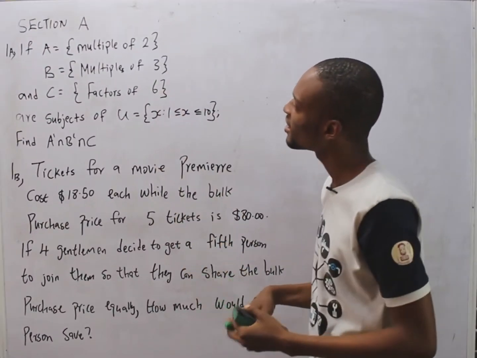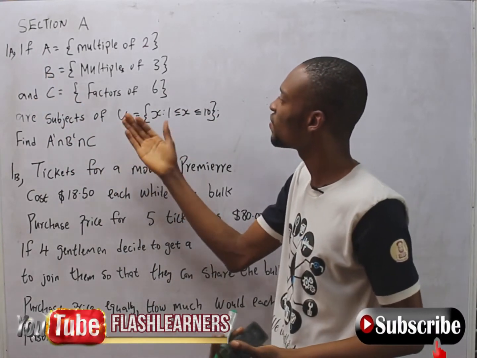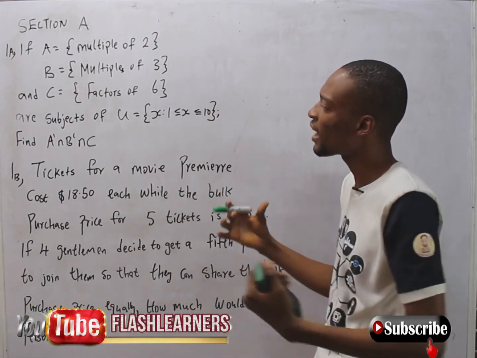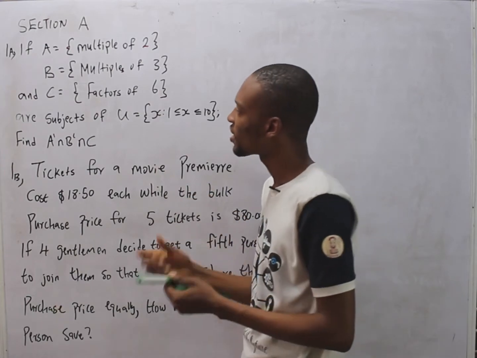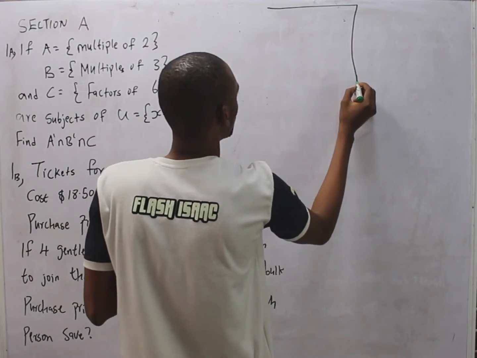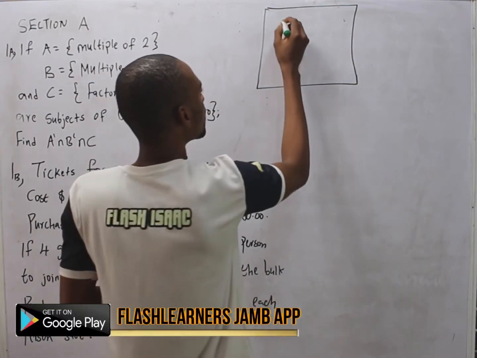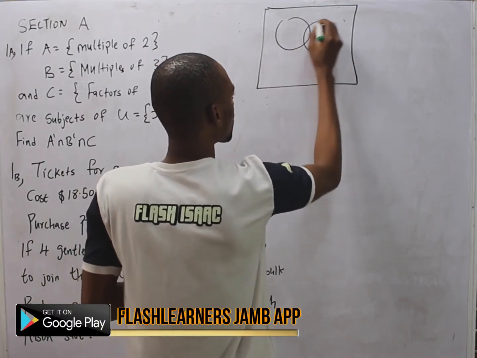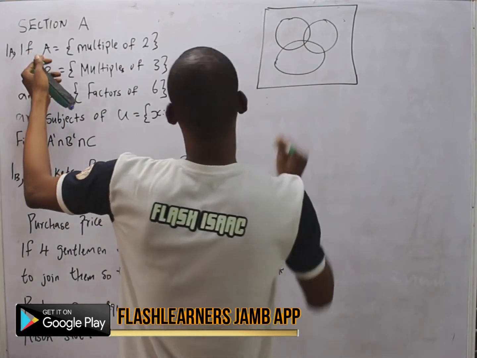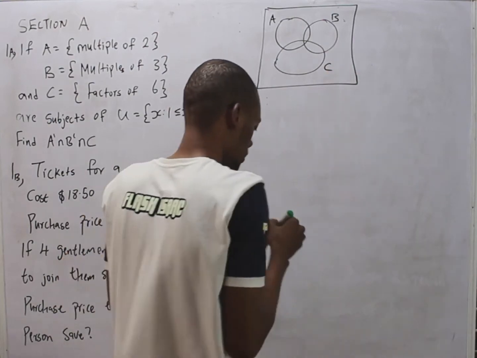Question 1a. It said we have three sets, A, B, C, and this is the universal set. A universal set is a set that encompasses or holds the other sets. For example, if you have three sets, A, B, C, and a universal set, this is the universal set, and these are the three sets. This is the first one, second one, and the third one. In this case, set A is here, B, and C.